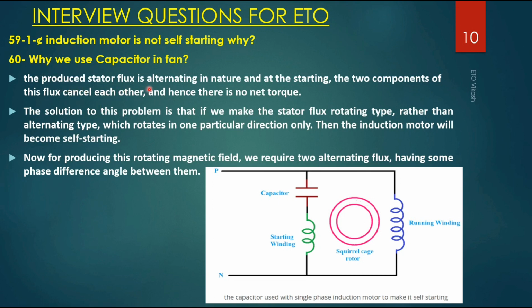The stator field produced is alternating in nature at starting, and the two components of this flux cancel each other, hence there is no net flux. The solution for this problem is that the stator flux should be rotating rather than alternating. We want a rotating magnetic field like our three-phase induction motor, and for that we need some phase difference angle between the starting winding and running winding so that it can start.